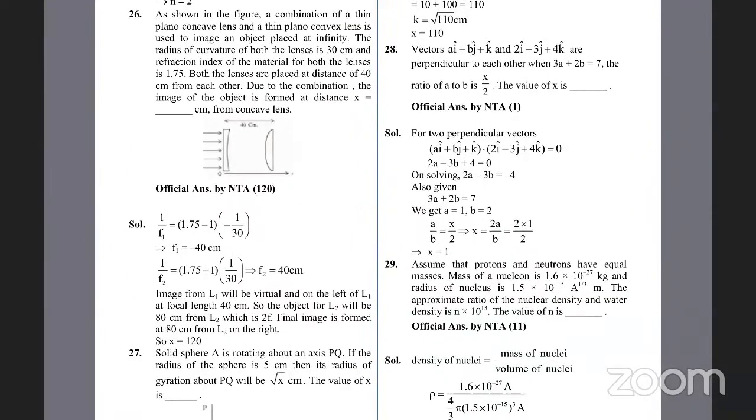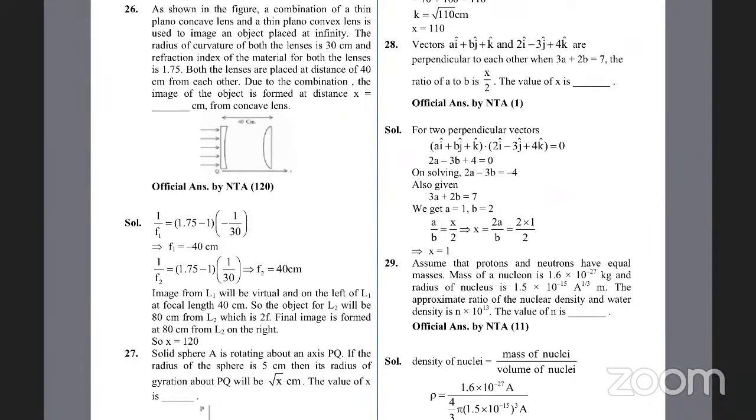Look at the 26th question from the ray optics. As shown in figure, this is the figure. The combination of thin plano-convex lens and thin plano-concave lens is used to image an object placed at infinity. The radius of curvature of both the lenses is 30 centimeter. Refractive index is same for both. Both the lenses are placed at a distance of 40 centimeters from each other. Due to the combination, the image of the object is formed at distance x.